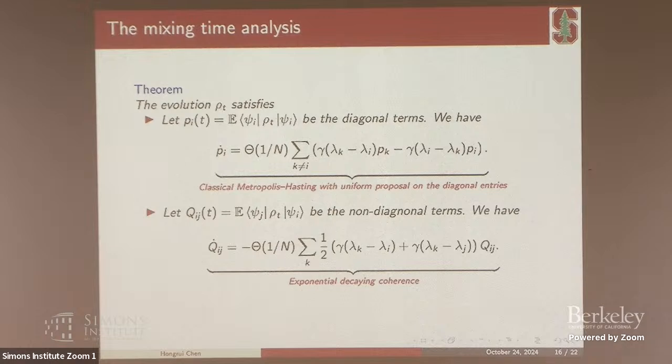The things happening in the non-diagonal terms are simpler. It's just exponential decay on every term. To understand the decay on the non-diagonal terms, we only need to quantify the decay rate. So now everything is classical. We have a random walk on the spectrum and exponential decay on the non-diagonal terms, and so the mixing time will only depend on the information of the spectrum.